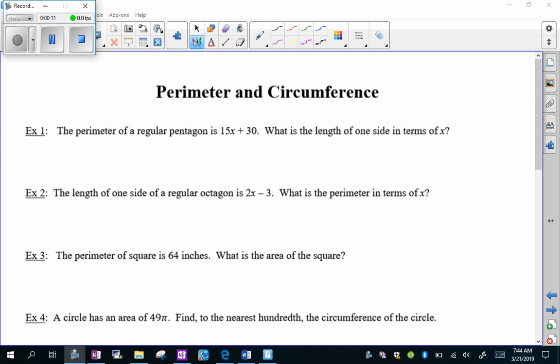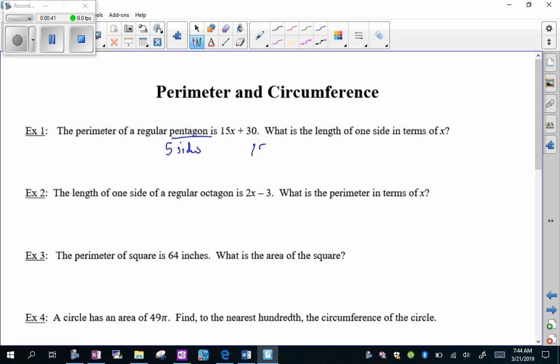It says the perimeter of a regular pentagon, let's stop there because we know a pentagon has 5 sides, is 15x plus 30. What is the length of one side in terms of x? Well, if we know that the sum of all the sides is 15x plus 30, what we can do is divide to find one side.